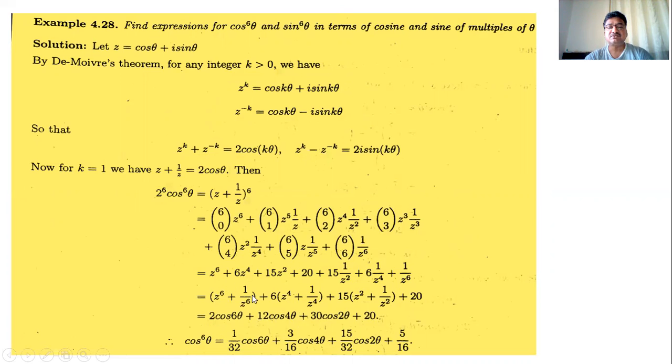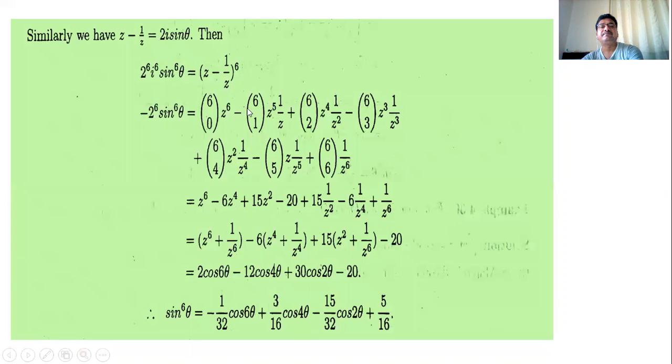The value of Z raised to 6 plus 1 by Z raised to 6, by substituting k as 6, is 2 cos 6 theta. In this way we get the value of this bracket, and therefore we have the expression for cos raised to 6 theta. Similarly, to find the expression for sin raised to 6 theta, substitute k as 1, 2, 3 and take the 6th power of both sides. What is Z minus 1 by Z raised to 6? Here i raised to 6 is i square into i square into i square, that is minus 1 into minus 1 into minus 1, that is minus. So we get minus 2 raised to 6 sin raised to 6 theta.